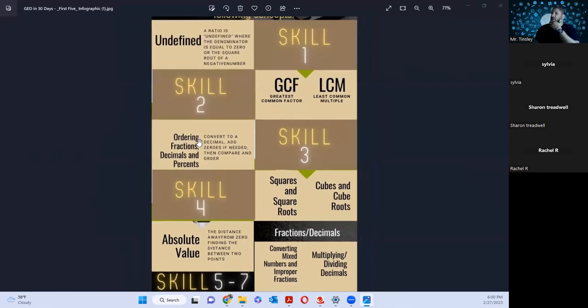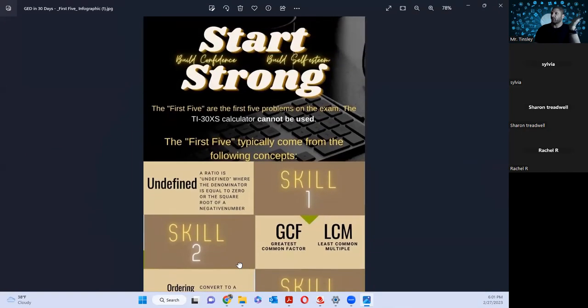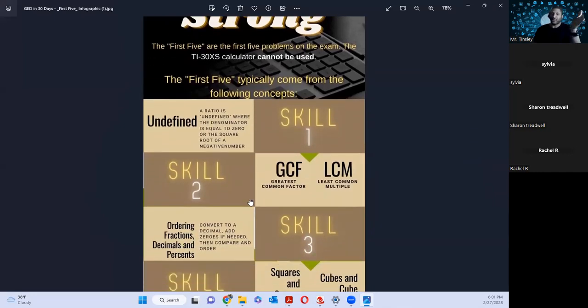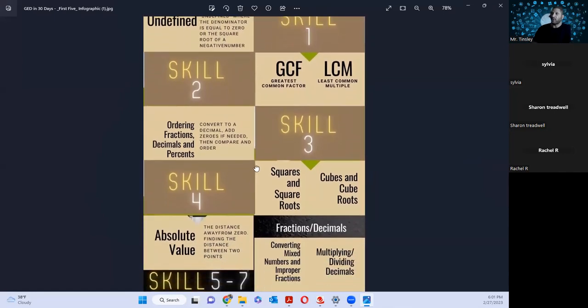So that first five are very important. I said, first of all, start strong. On the first five problems on the exam, the TI-30XS calculator cannot be used. The first five typically come from the following concepts: undefined, greatest common factor, least common multiple, ordering fractions, decimals, percents, squares and square roots, cubes and cube roots, absolute value, which is the distance away from zero, and they use that for finding the distance between two points, then converting mixed numbers and improper fractions and multiplying and dividing decimals.